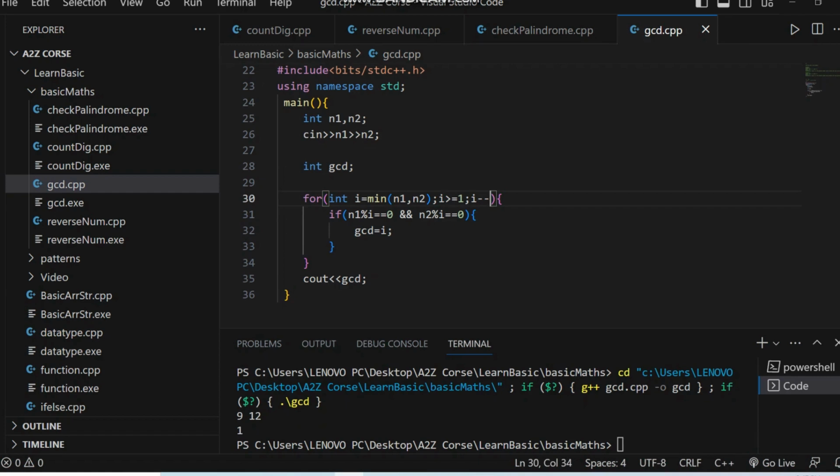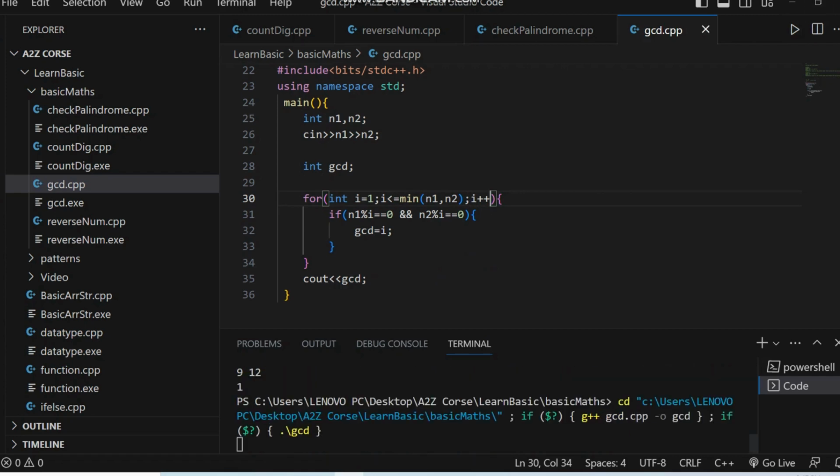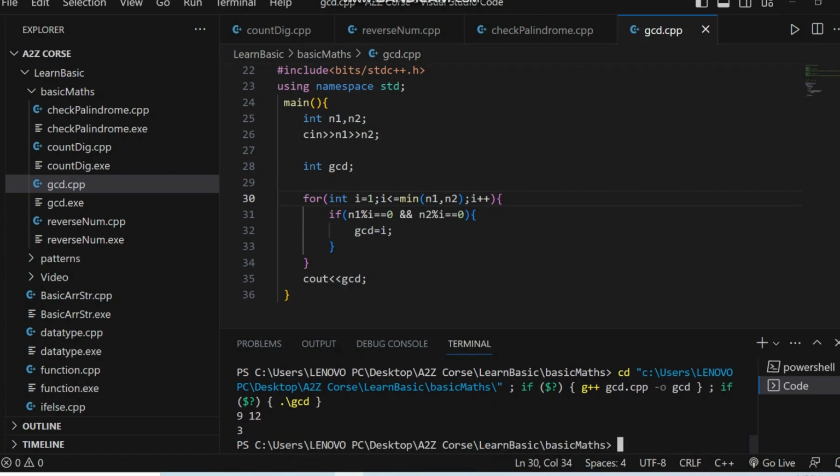Wait a minute, I'll just take a loop like this. If I take a loop like this, from 1 up to min of n1 and n2, with i plus plus. Now I check it. Yes, it's now correct. So guys, in the previous case it was going wrong, but now it's correct.